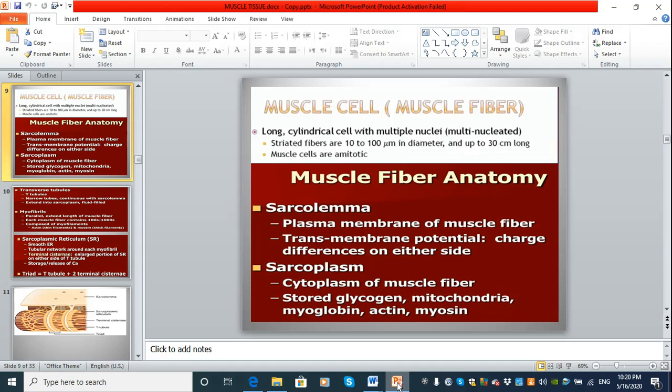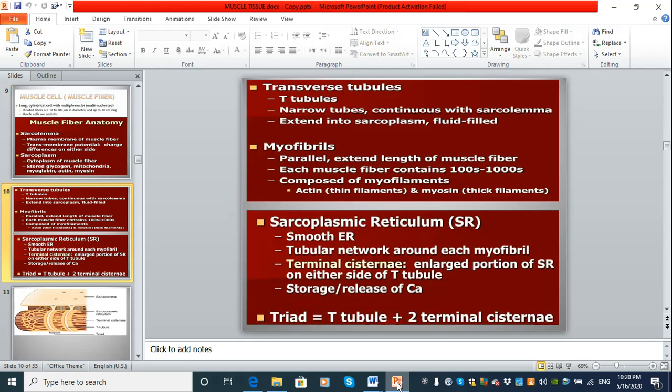While for a normal cell, inside the cell we have cytoplasm, and now here, because it's a muscle cell, we call it sarcoplasm. It is the cytoplasm of muscle cells, and it stores glycogen, mitochondria, myoglobin, and actin and myosin. For actin and myosin, we will cover that soon. Then we have the transverse tubules.